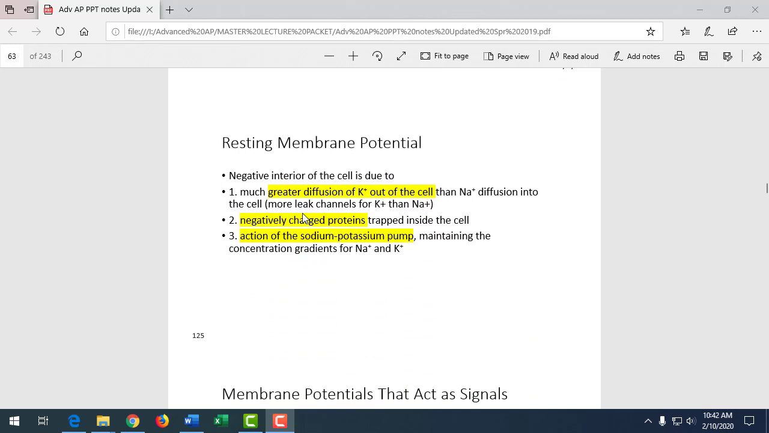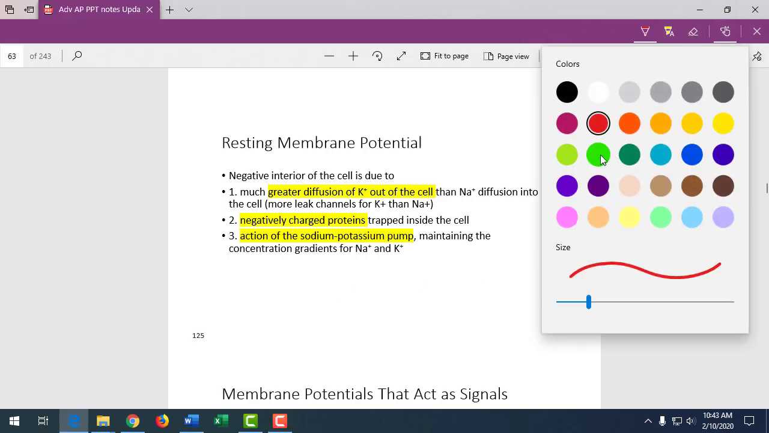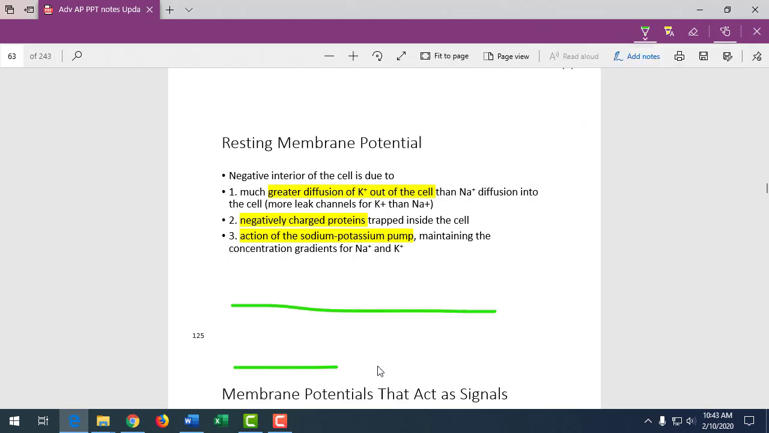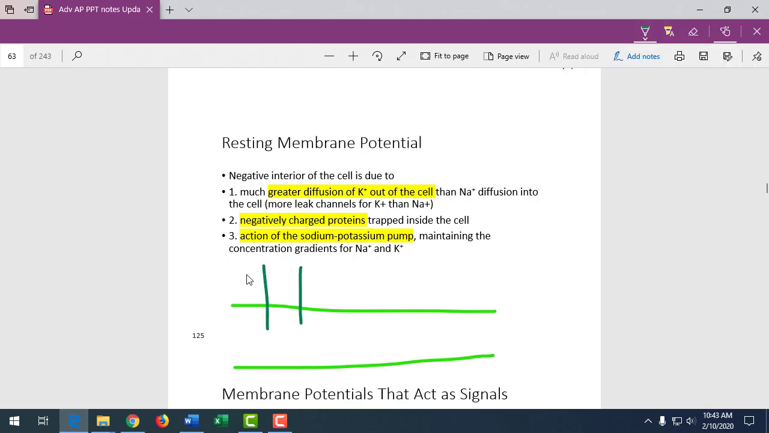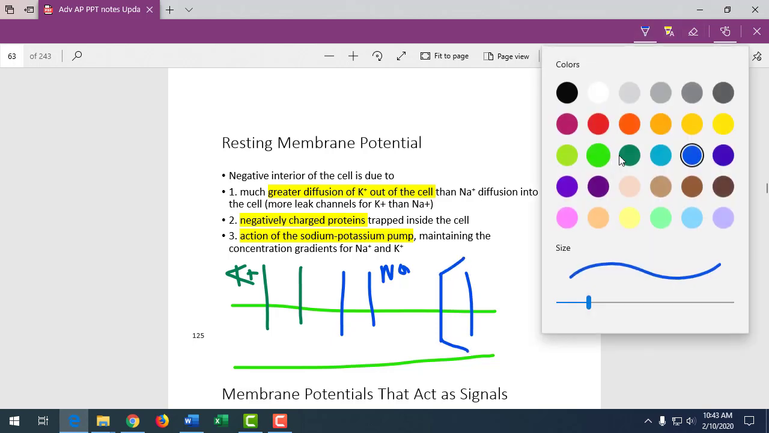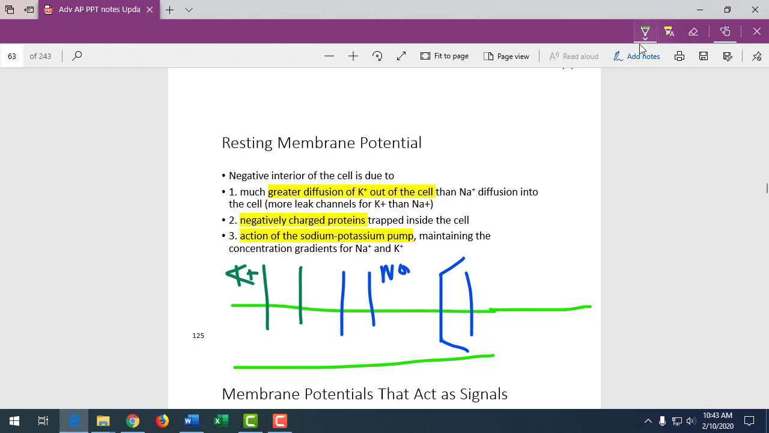The reason why it's more negative inside the cell is we have more diffusion of potassium out of the cell membrane. That's because if we look at the cell, this is our cell membrane, we have different types of channels. We have leak channels for potassium. We have leak channels for sodium. And we have gated channels for sodium. So there's a gate on the inside and the outside. And we have gated channels for potassium.